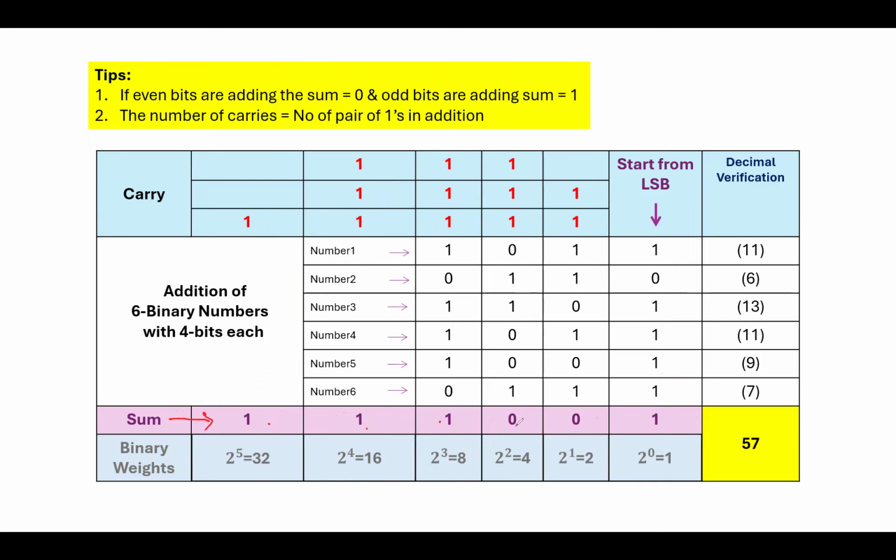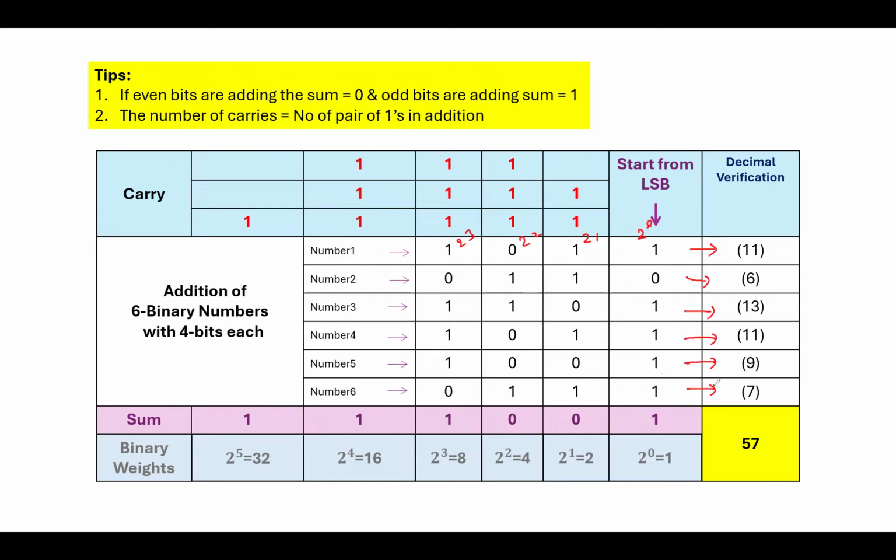1, 1, 1, 1, 0, 0, 1. Okay, now we should check the answer. Here, when we convert these numbers in decimal form, the equivalent decimal value is 11 because 2 power 0, 2 power 1, 2 power 2, 2 power 3, these are the binary weights. So 8 plus 2 plus 1 is 11. In the same way, we should write the equivalent decimal numbers.